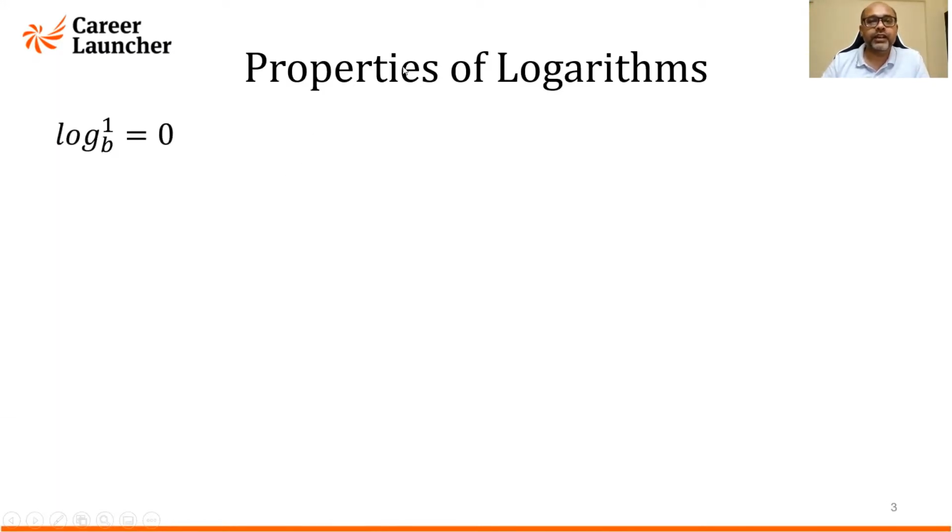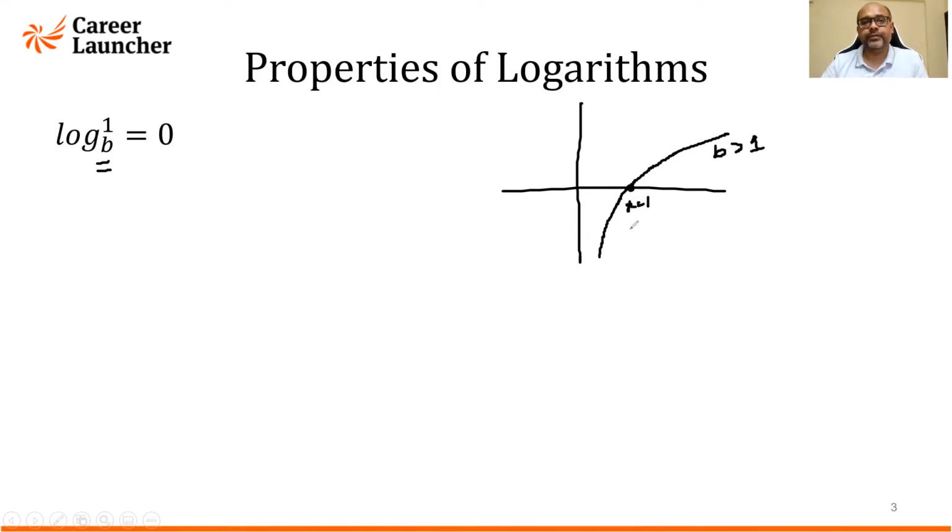The first point is logarithm of 1 to any valid base is always 0, and we have also seen this in the graph. If you remember, the graph of logarithm when the base is greater than 1 was like this. For base b greater than 1, this was the graph, and this is x equal to 1. So when you have log x base b at x equal to 1, you will have the output as 0. That is for any base, right?